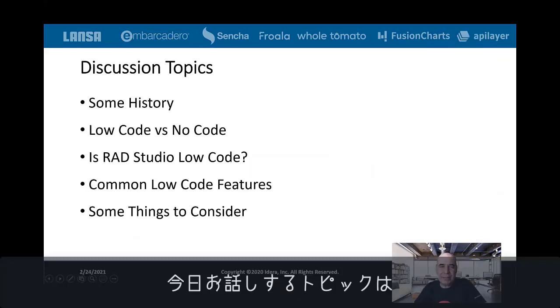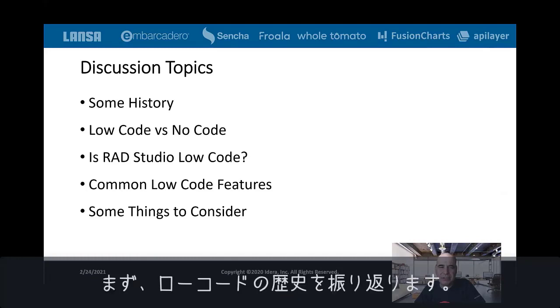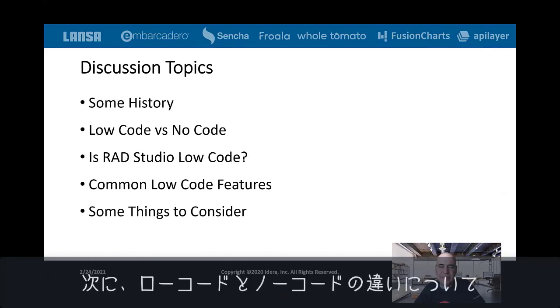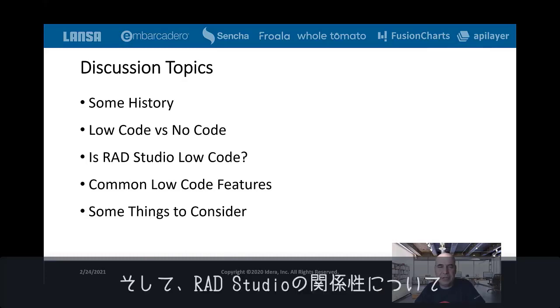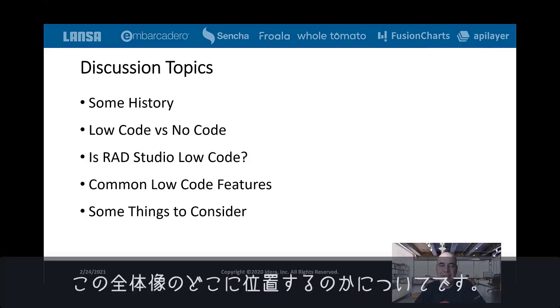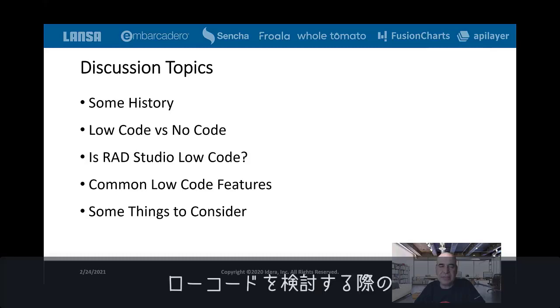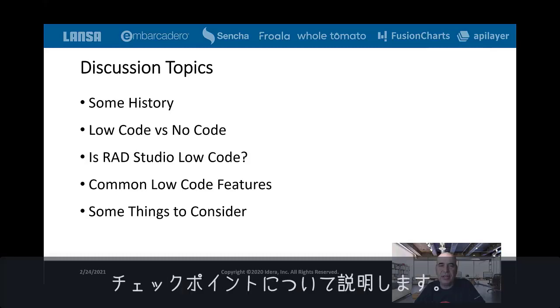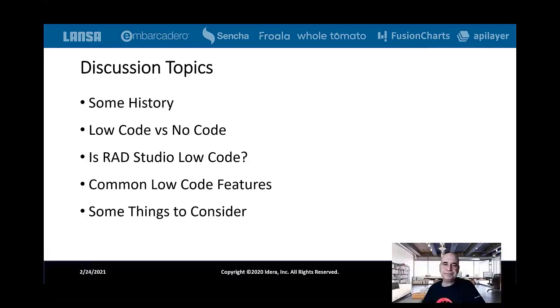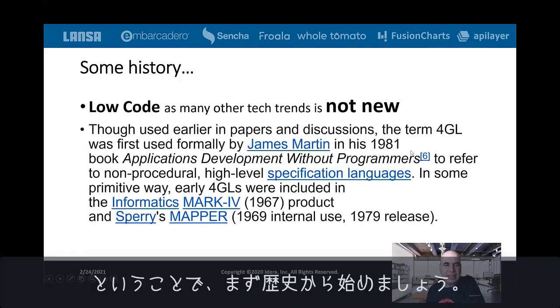What I want to spend time on today is low code, and I will start with a little bit of history. Then I'll speak about the differences between low code and no code, and there are quite a few, and then relate this to what RAD Studio itself is and how that fits into the picture. I'll cover some specific features of low code systems and some themes that are useful for you to consider when thinking about low code. So to start with, let's look a little bit at the history.